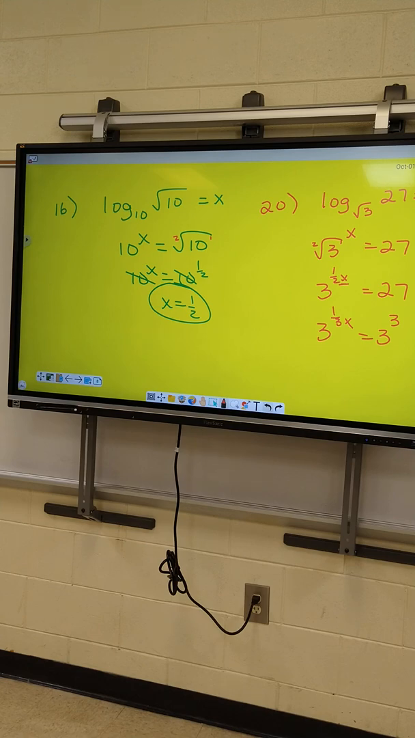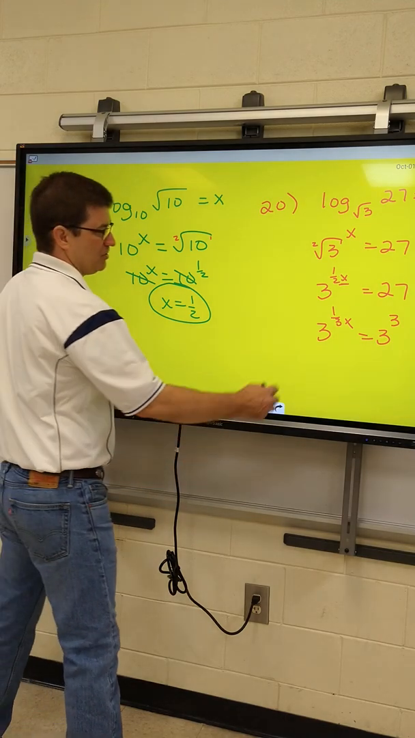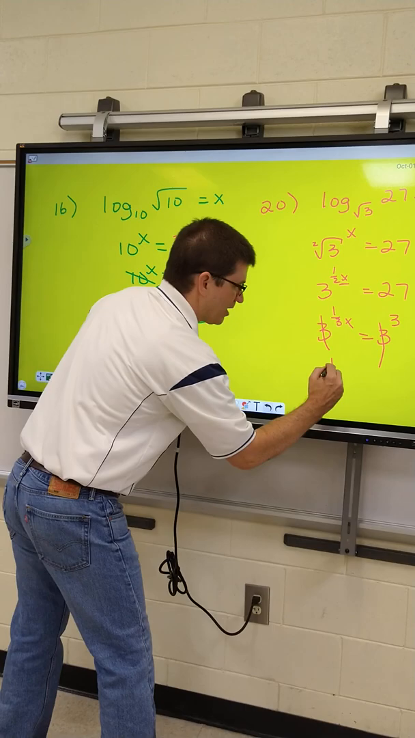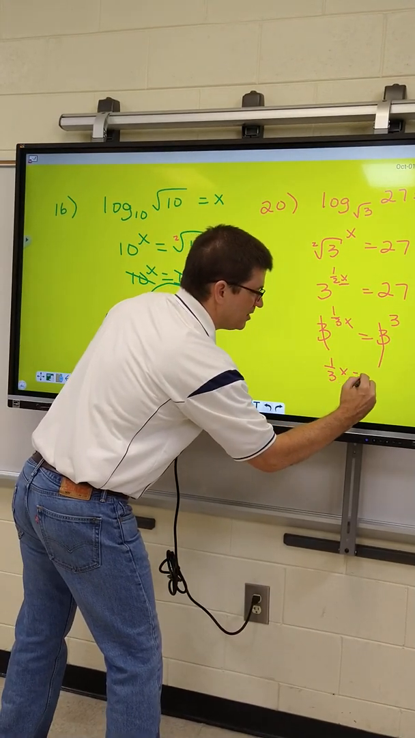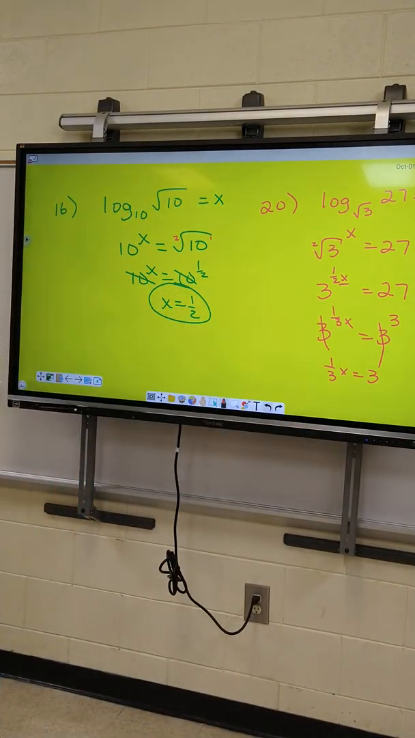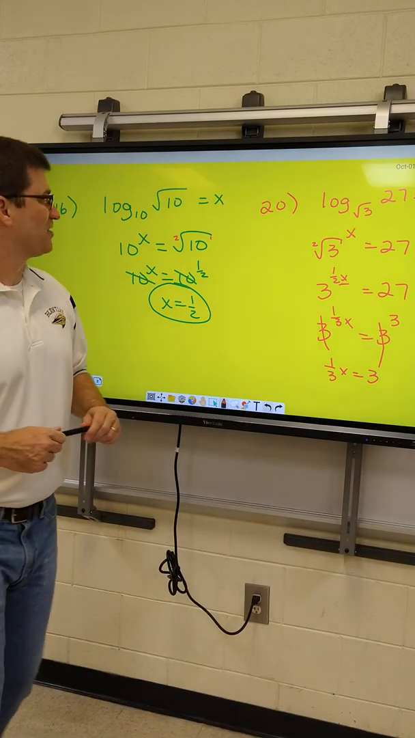Once we do this for 3 days, y'all have it. All right, what do we do? I mark out the 3's. I got 1/3 x equals 3. How would I solve that? Did I mess up, Morgan? Why is it 3 to the 1/3? Did I mess up? It's supposed to be 1/2.